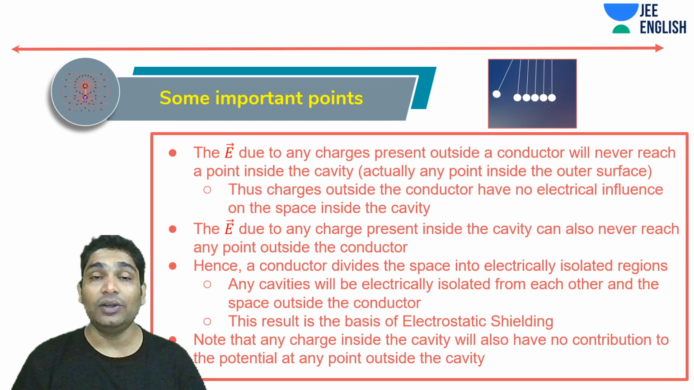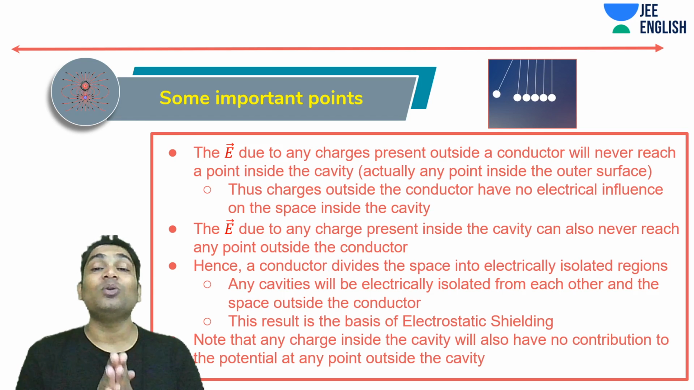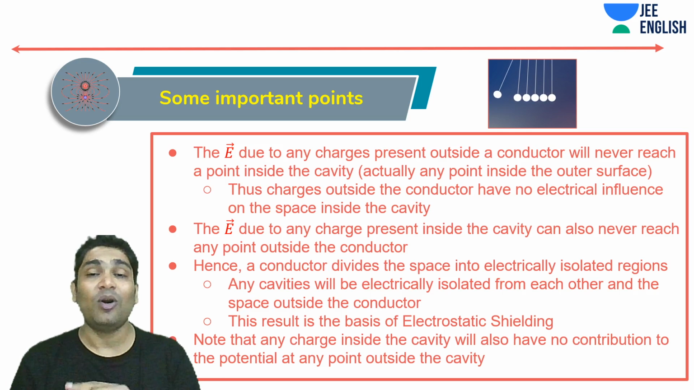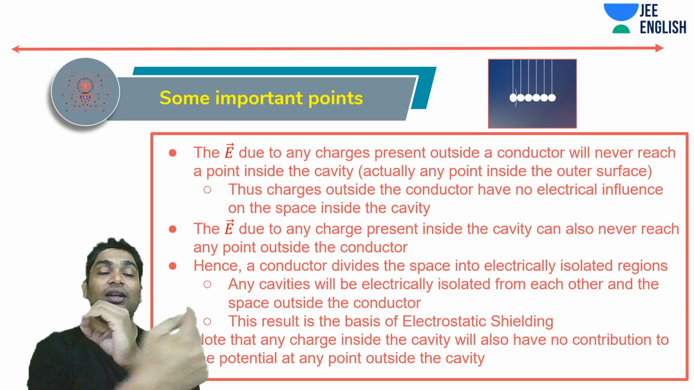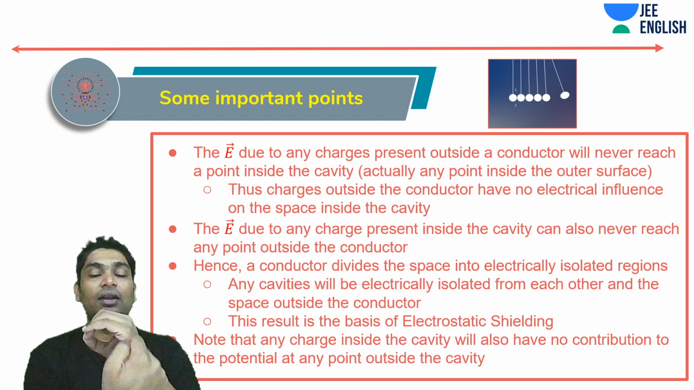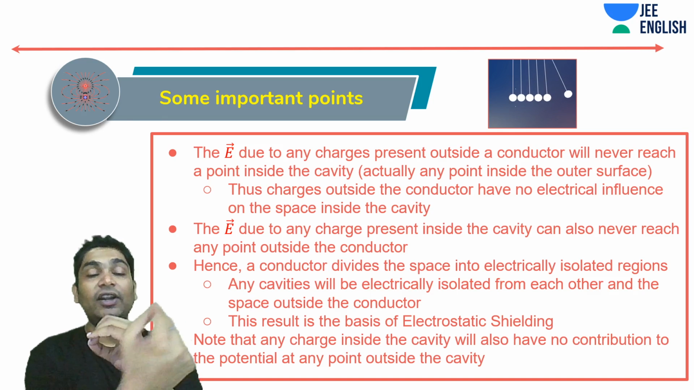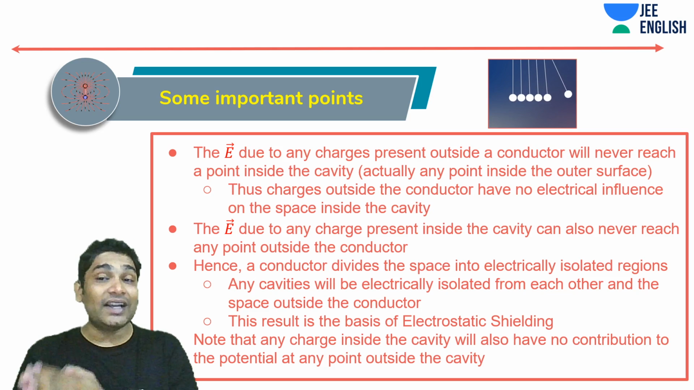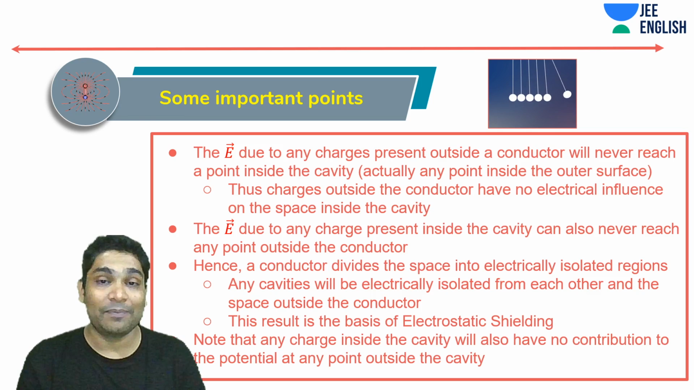Right. So let's go over some important points that we have discussed today. The electric field due to any charges present outside a conductor will never reach a point inside the cavity. For that matter, at any point beyond the outer surface. So if this is a conductor, if there was a charge here, any electric field lines will just terminate here. It will never be able to go beyond the outer surface. So if you have a cavity here, the field of the outer charge will never reach here, right? Thus charges outside the conductor can have no electrical influence on the space inside the cavity, right?